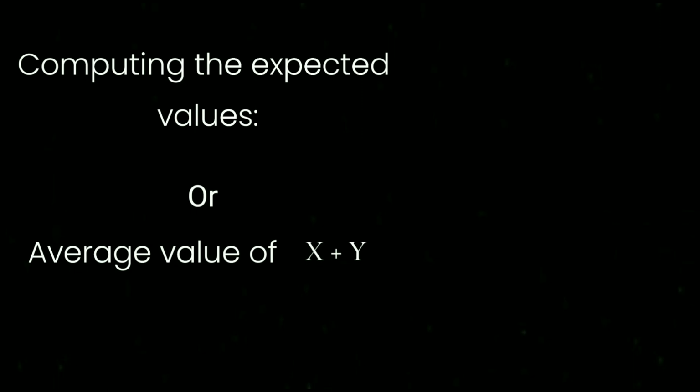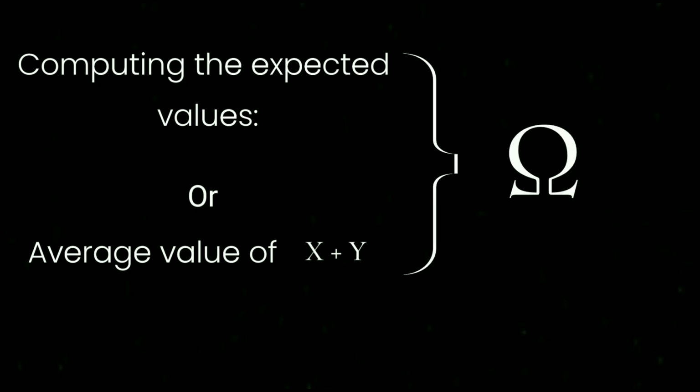In order to compute the expected value, or in other words, the average value of capital X plus capital Y over all possible outcomes, we need to figure out exactly how often these individual segments intersect with one of the lines. Now, ideally, if we were dealing with a single needle, this would be a pretty straightforward task. The expected number of intersections is simply the total number of throws multiplied with the probability of an intersection.